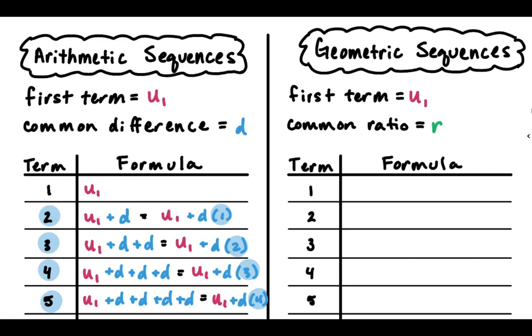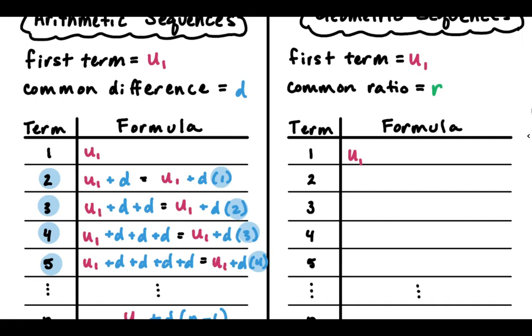So let's find some terms in our sequence. First term, u sub 1. Second term, we take u sub 1 and then we're going to multiply by r, the ratio, right? Third term, we take u sub 1, we multiply by r, the ratio, and then we multiply by the ratio again. Fourth term, we multiply by the ratio again, so we have times r times r times r. And fifth term, we multiply by the ratio yet again, so times r times r times r times r. All right, so let's simplify these and see if we can find a pattern.